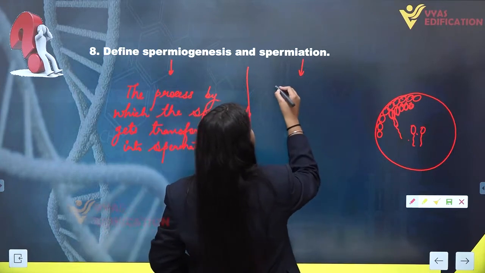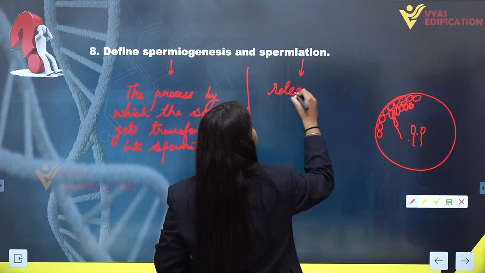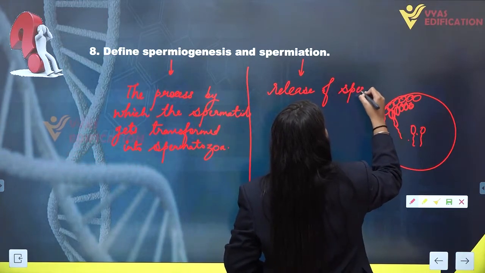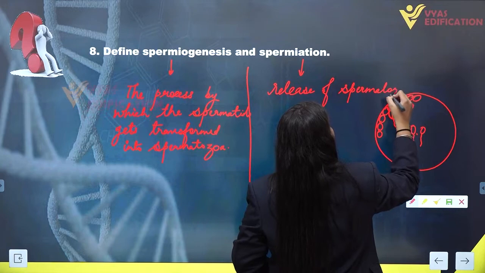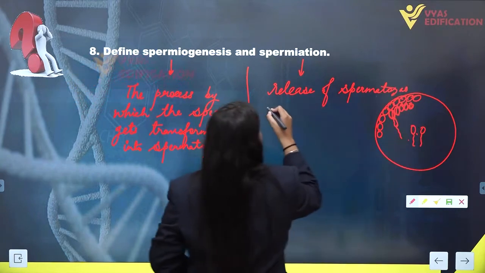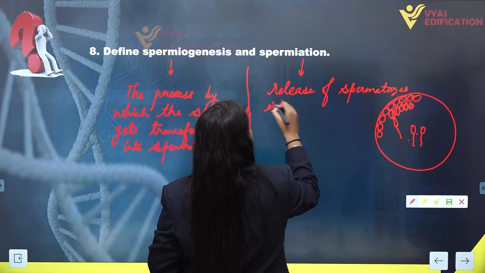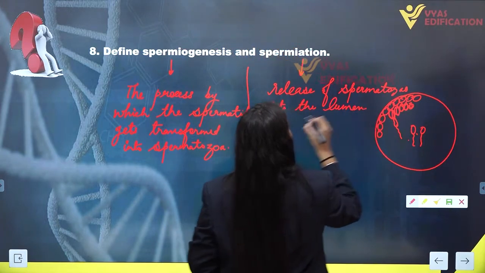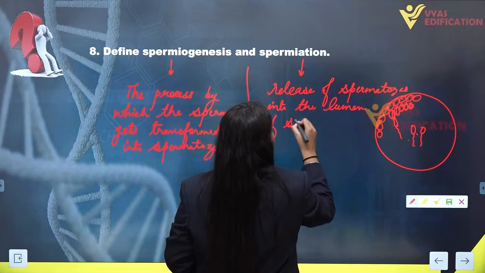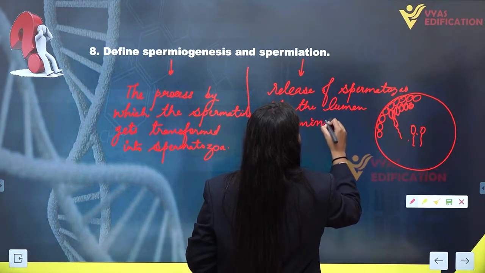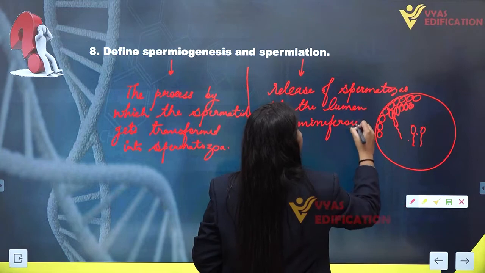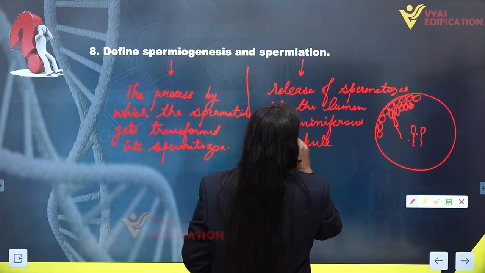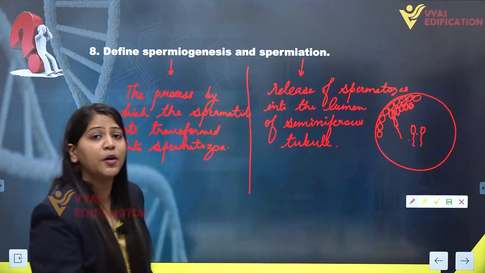So I am writing here: release of spermatozoa into the lumen of seminiferous tubule. This process is known as spermiation.